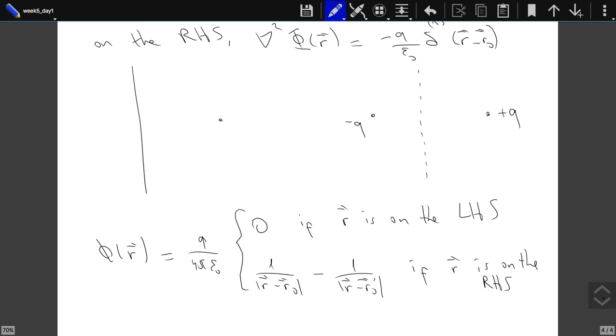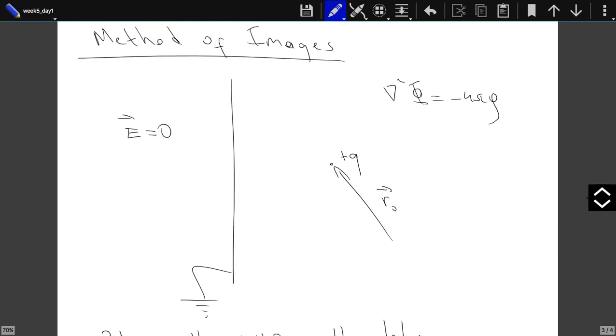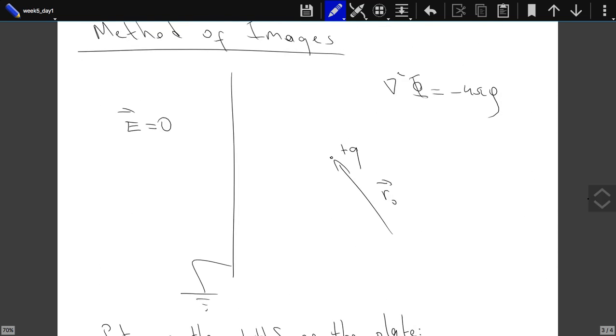You see, we first divided our space into two different regions. For this we didn't have to do anything. This conducting plate divided our space into two regions, the left-hand side and the right-hand side. And we are looking for the solutions on the left-hand side and also on the right-hand side separately. On the left-hand side, the potential satisfies Laplace's equation, and it is zero on the boundary. So it has to be zero everywhere. So that is the solution for the left-hand side. What remains is to find the solution on the right-hand side.